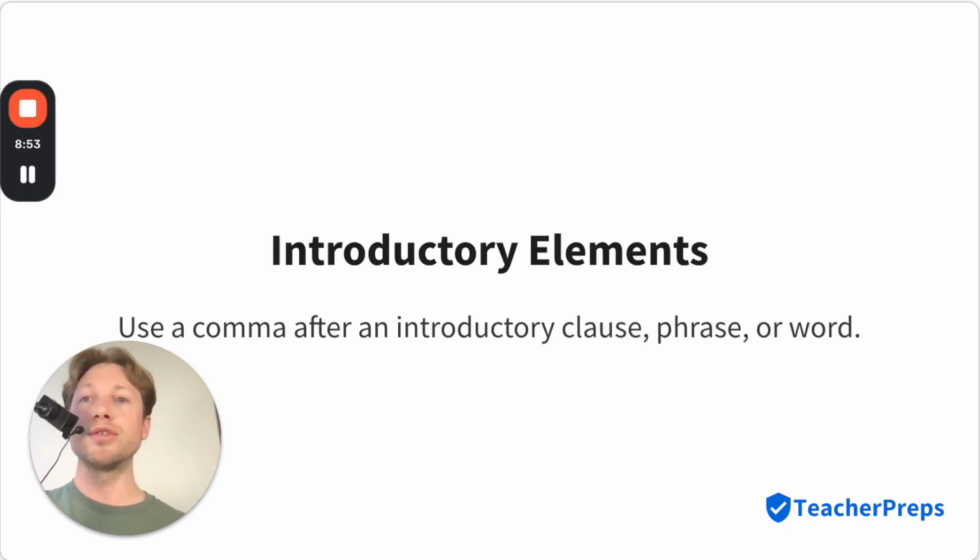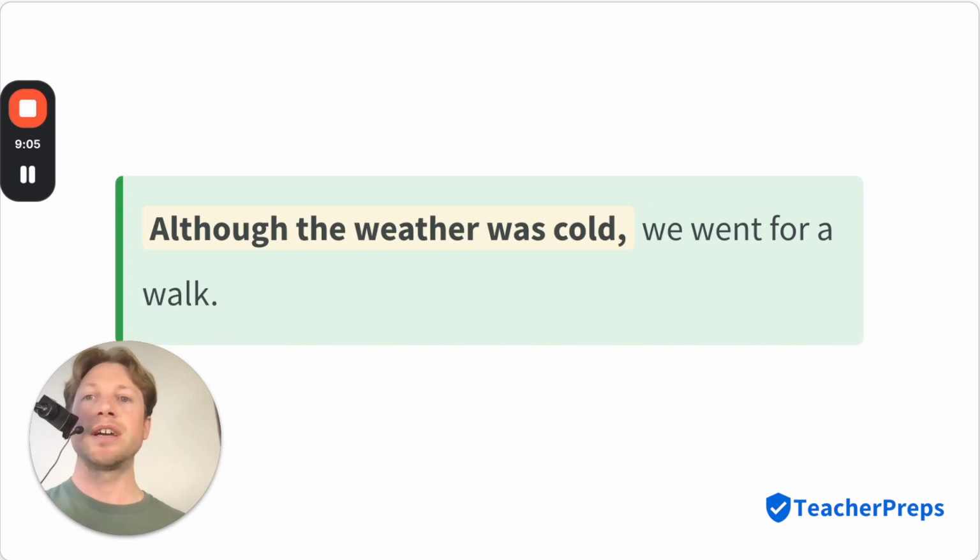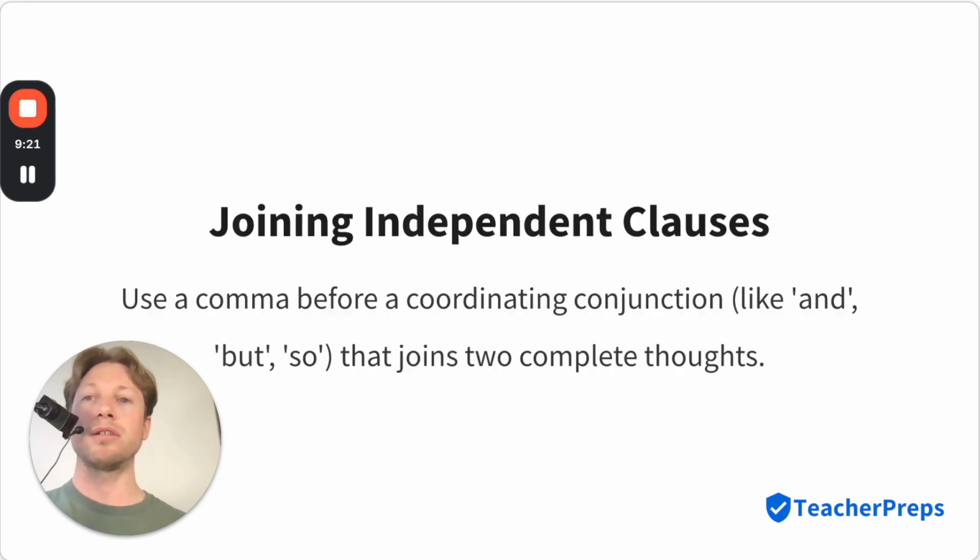Second, we also use a comma after introductory elements. If your sentence starts with a word, phrase, or clause that comes before the main thought, put a comma after it. Let's take a look here. This reads, although the weather was cold, we went for a walk. One more time, although the weather was cold, comma, we went for a walk, period. The comma signals the end of the intro and the start of the main clause.